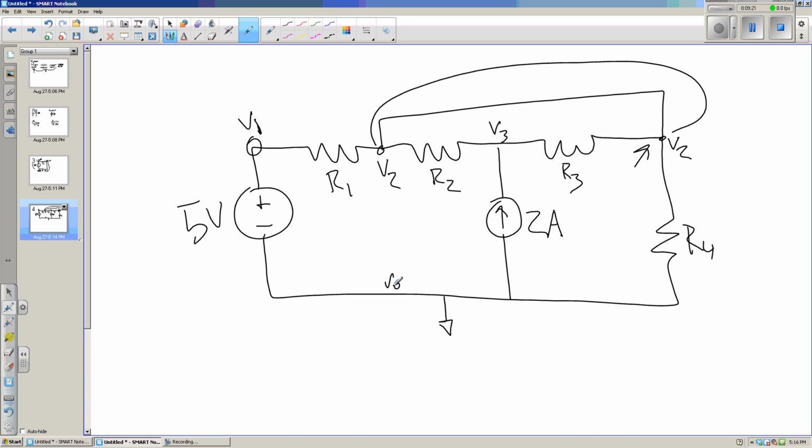A note here about independent sources. For our voltage source, this one's always going to try and maintain 5 volts. Doesn't really care what the current is, whereas this one is just the opposite. It always wants 2 amps there, but it doesn't really care what the voltage is.